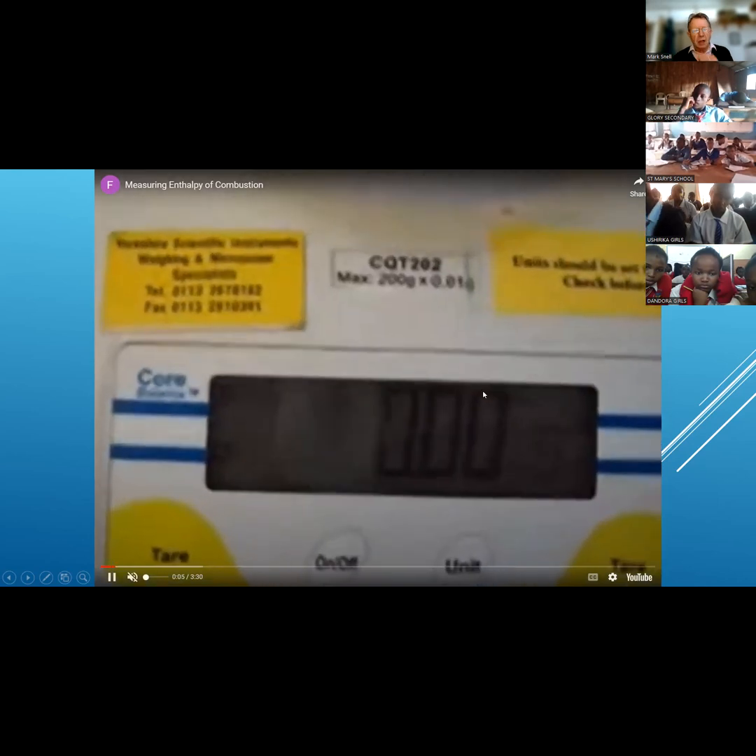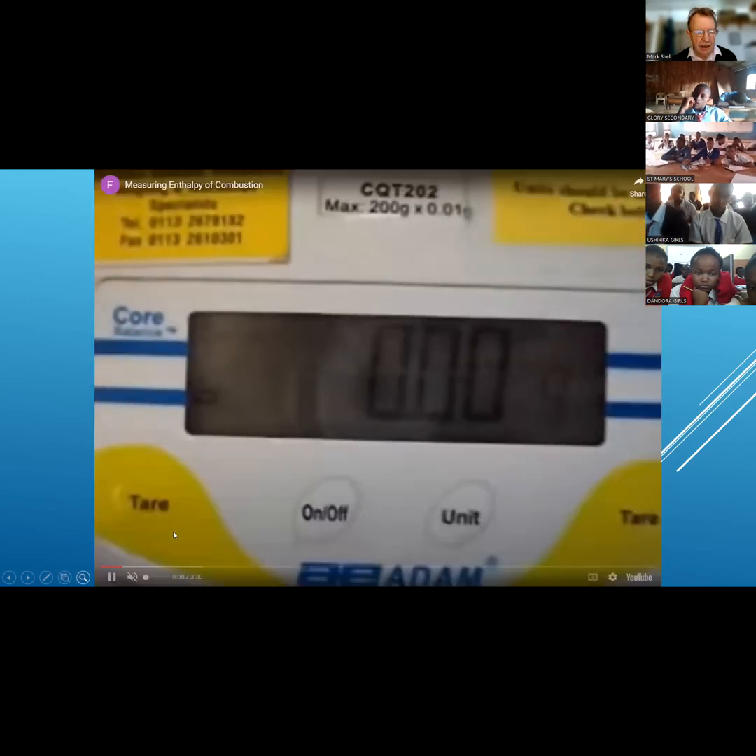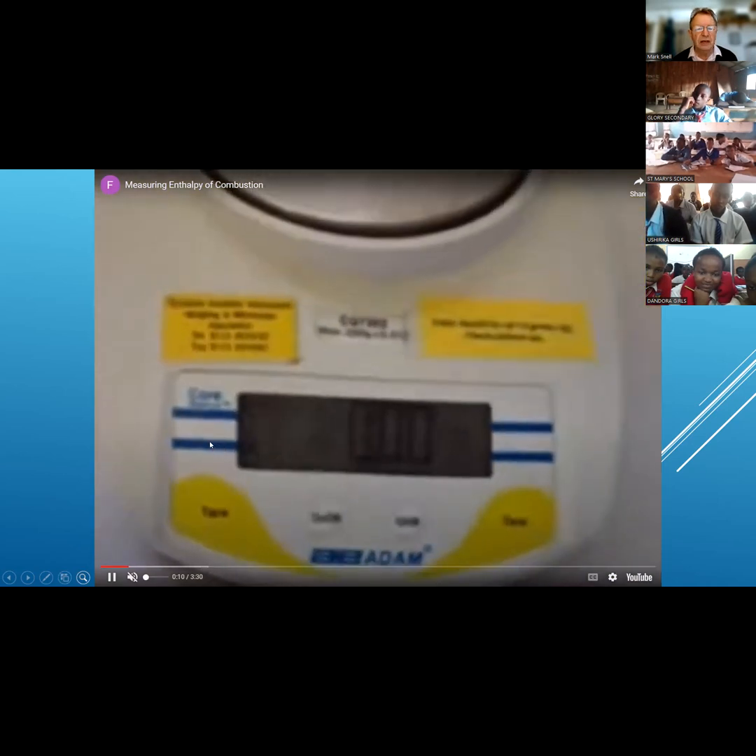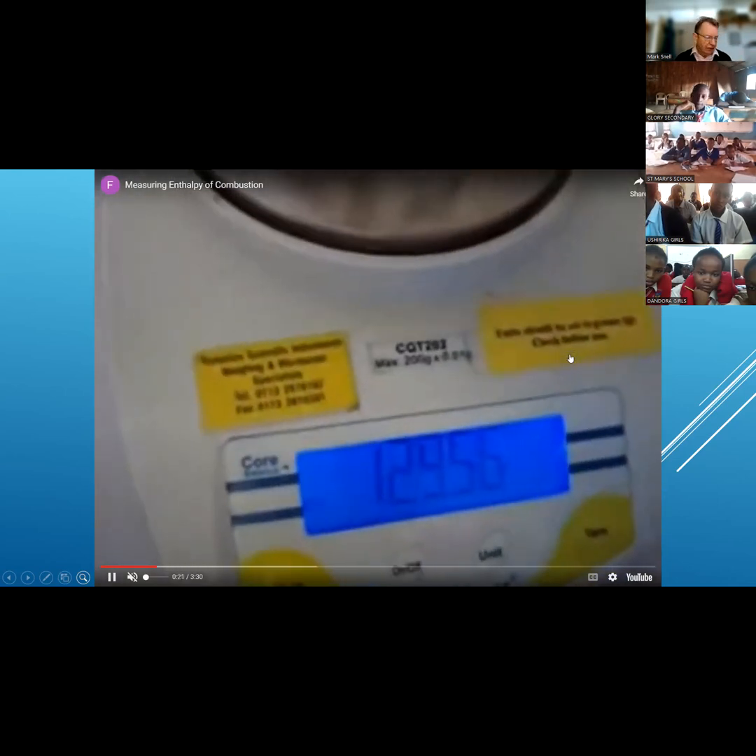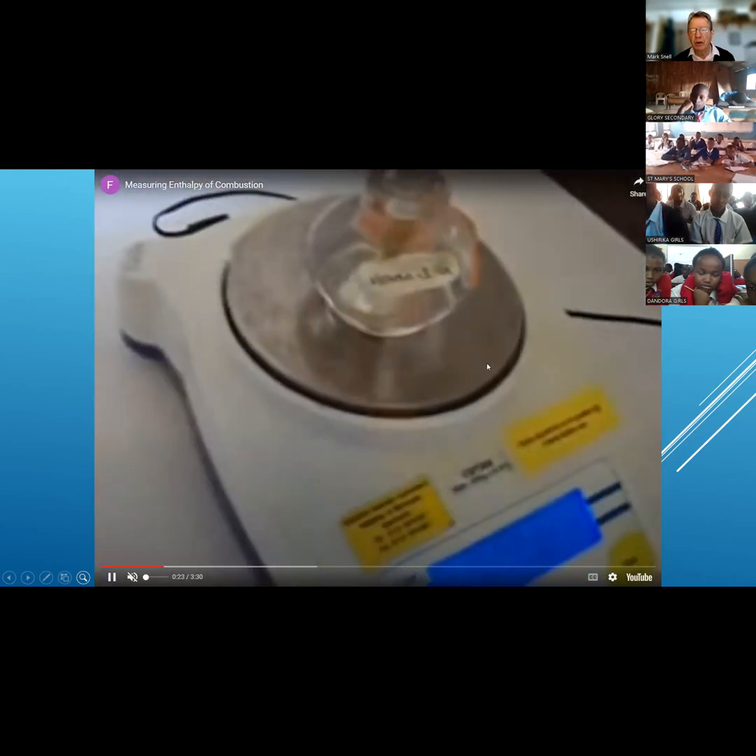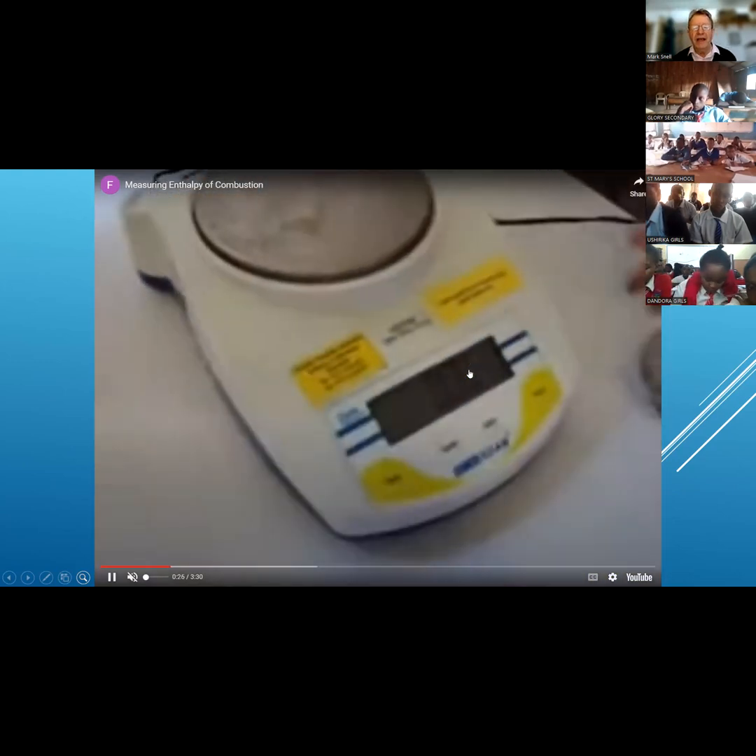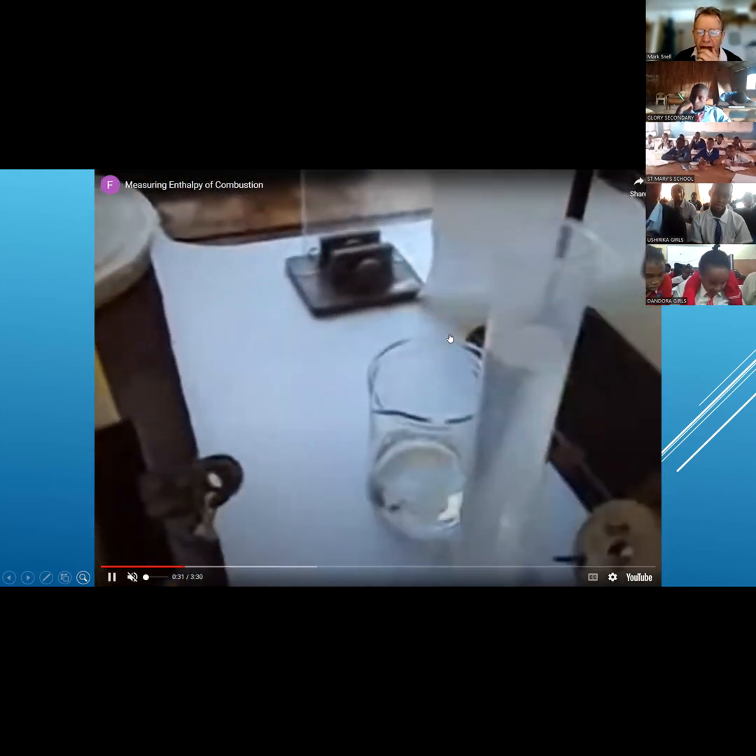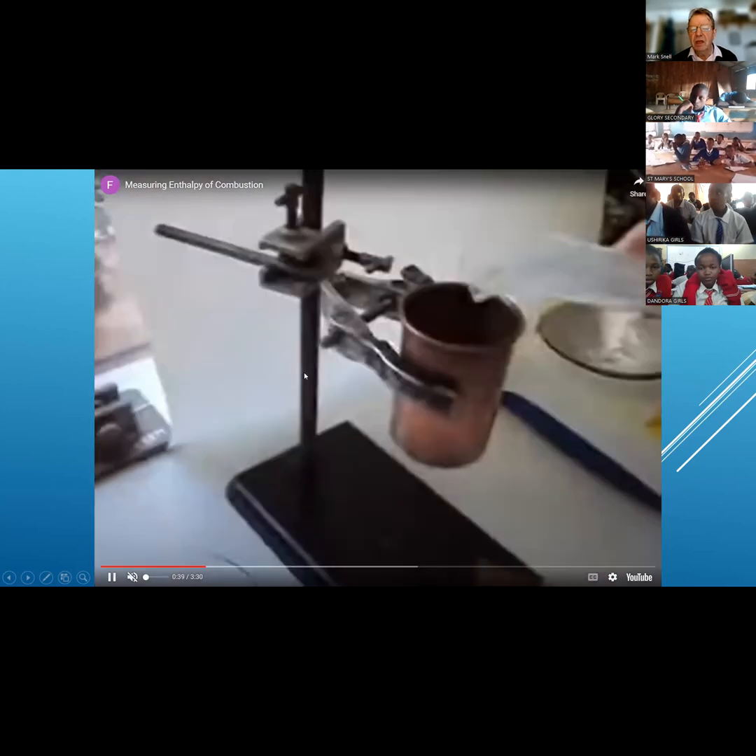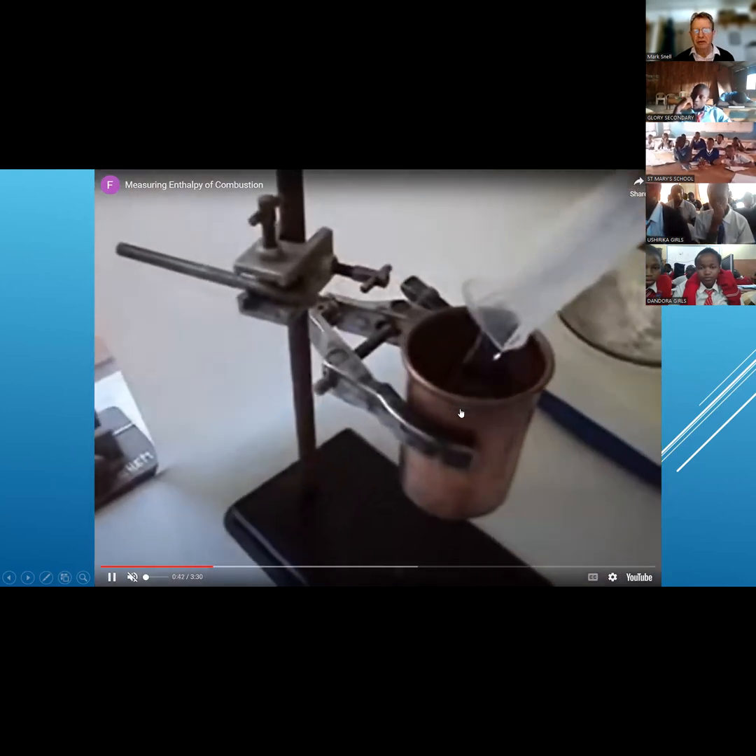Okay, very simply, they take a spirit burner. They're trying to find it for hexanol. They weigh the hexanol, and it is really important that you measure everything at the beginning. So in this case, they've got 129.56 grams of the hexanol in the spirit burner and the lamp, the wick. They measure out 100 cubic centimeters of water. You can't read it on this slide properly. It doesn't matter. And they put that into the copper calorimeter.